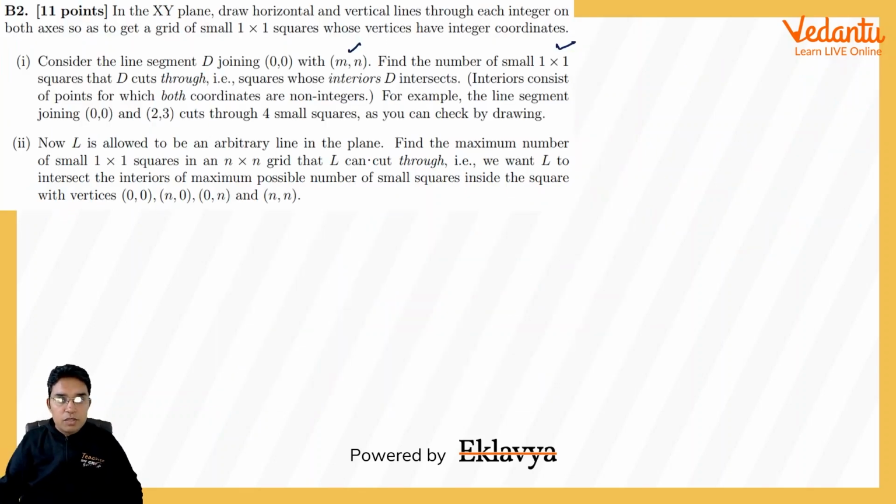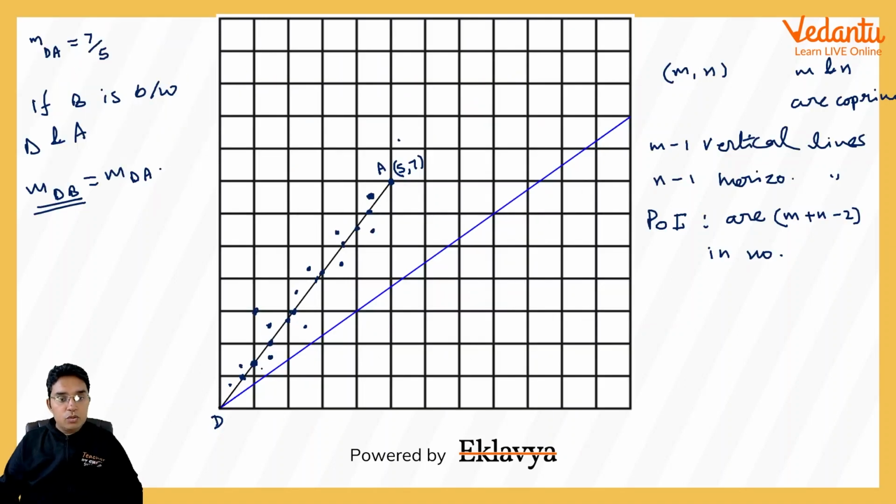Let us read the question once again. Find the number of small 1 into 1 squares that DA cuts through. So DA is actually cutting through 11 boxes in this case, and this is actually one more than the number of points of intersection. Why is it so?